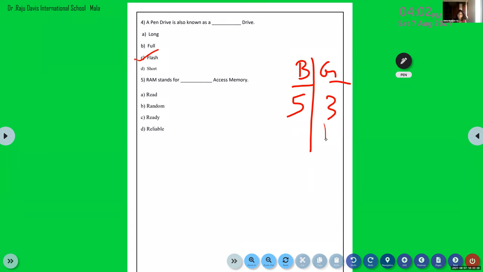Unmute, my dear. Yes. What is the last answer? RAM stands for? Abdiel, yes. RAM stands for dash access memory. Read. Random, ready, reliable. Read. Okay, then this question has been passed to girls team. Now I would like to call Aradhya. RAM stands for?